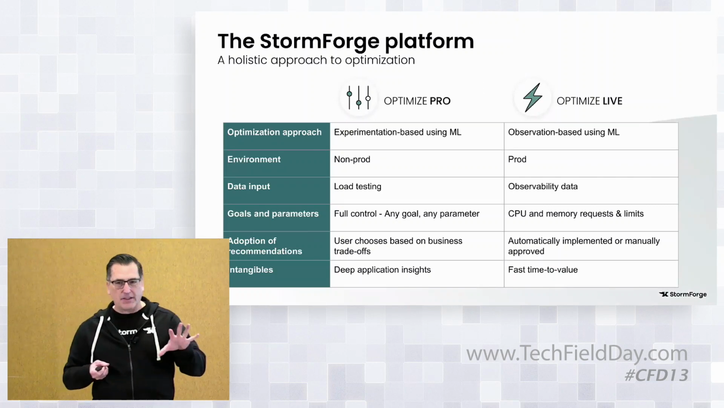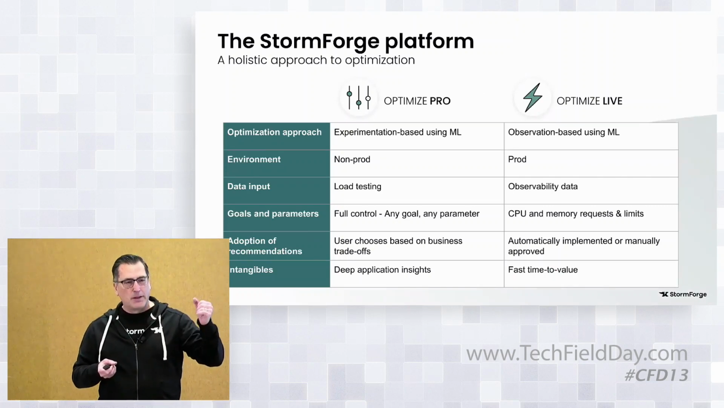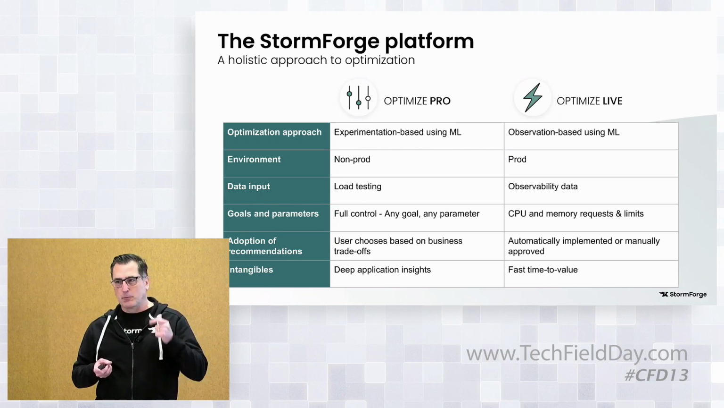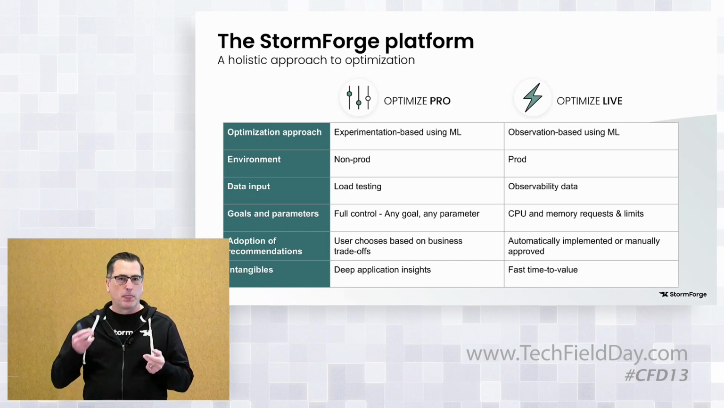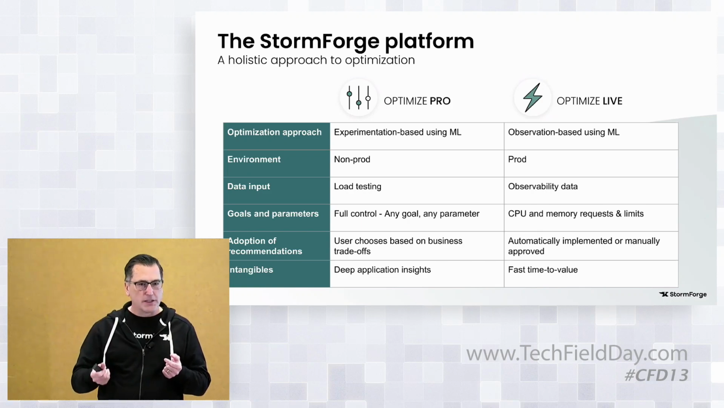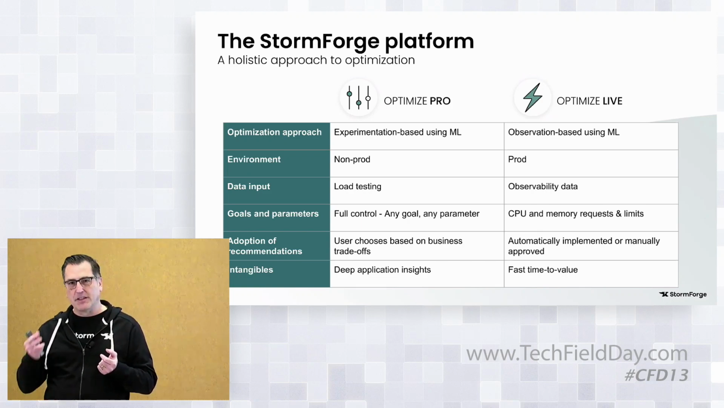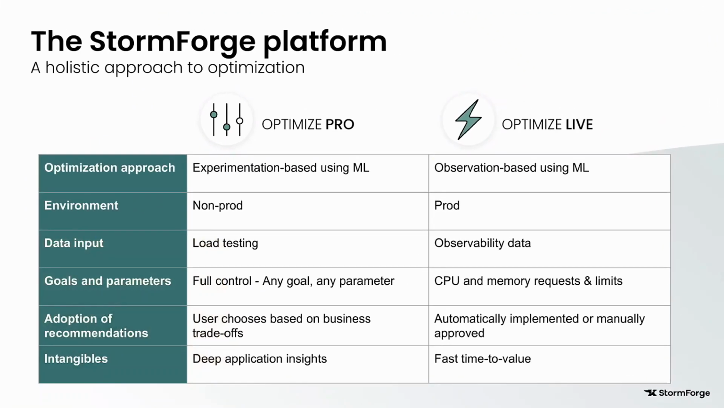So just to summarize: Optimize Pro is experimentation-based, works in a non-production environment, and uses load testing as the input. Optimize Live works in a production environment, is observation-based, and uses observability data as the input. Just a couple more points.